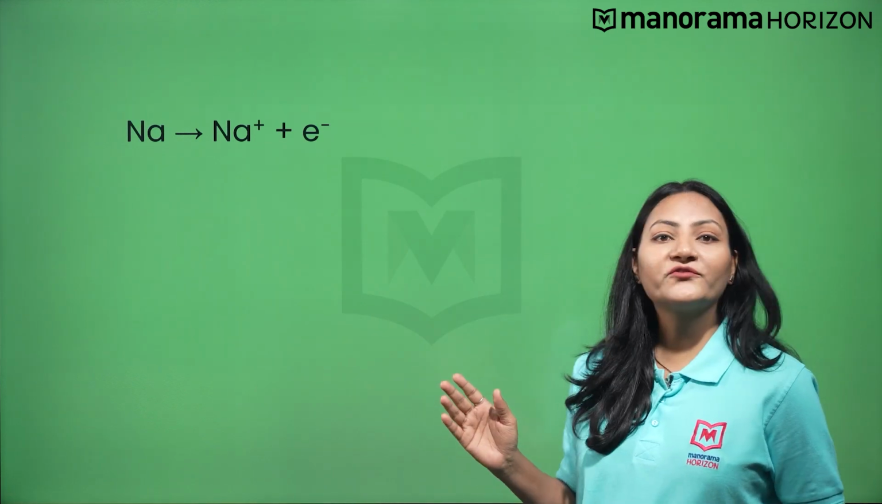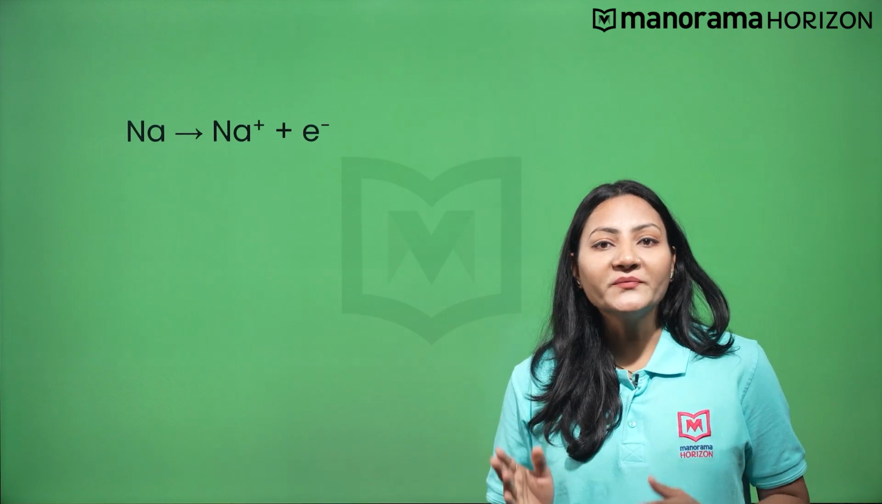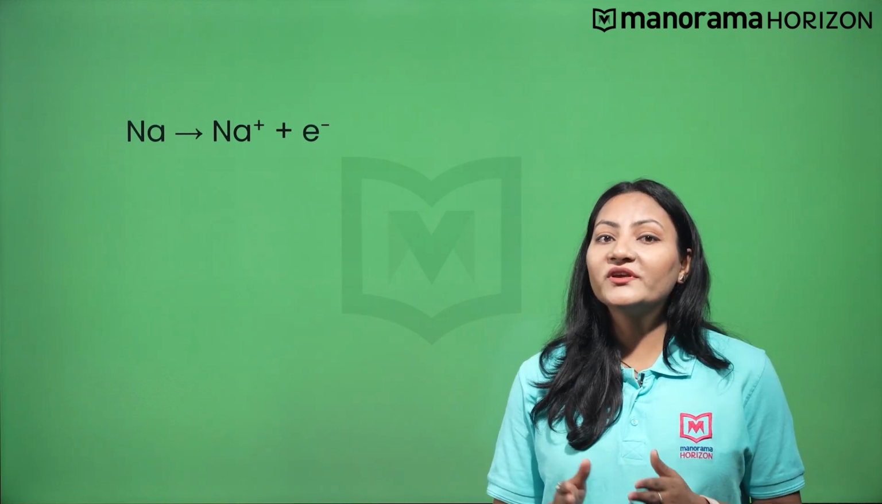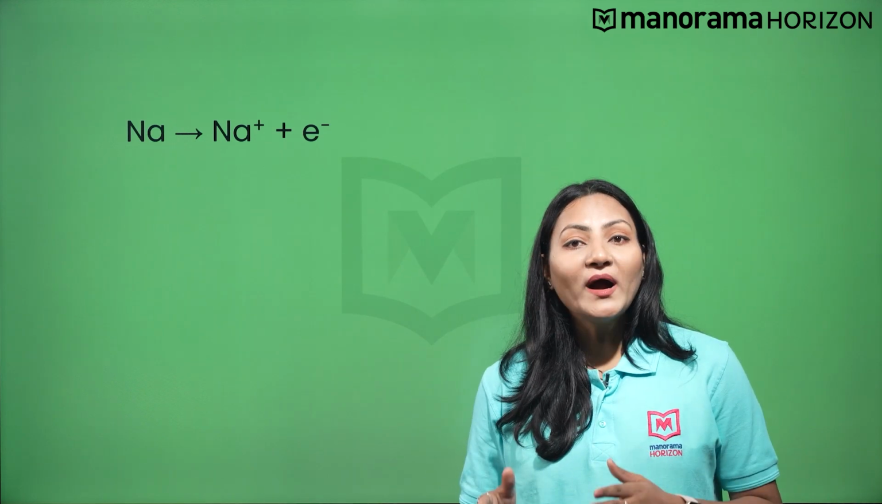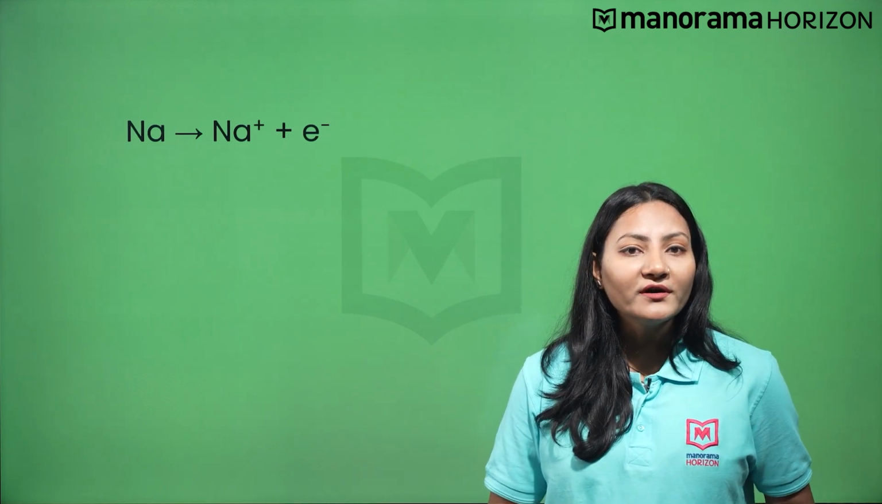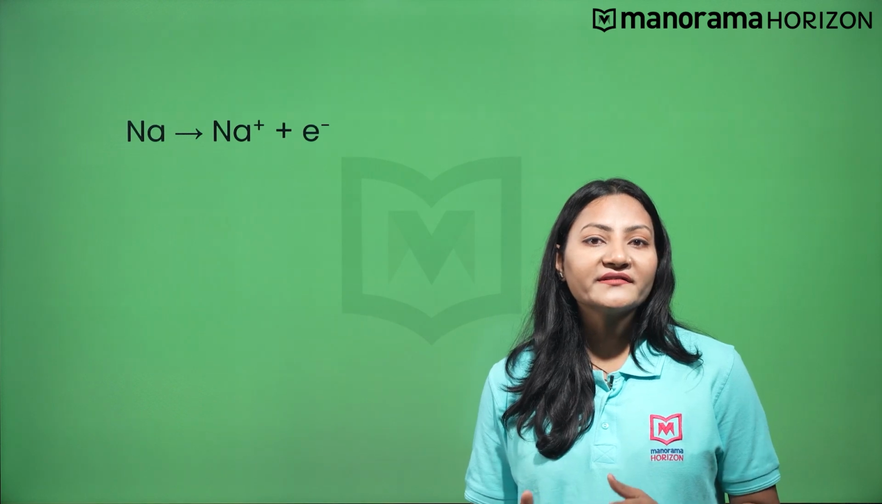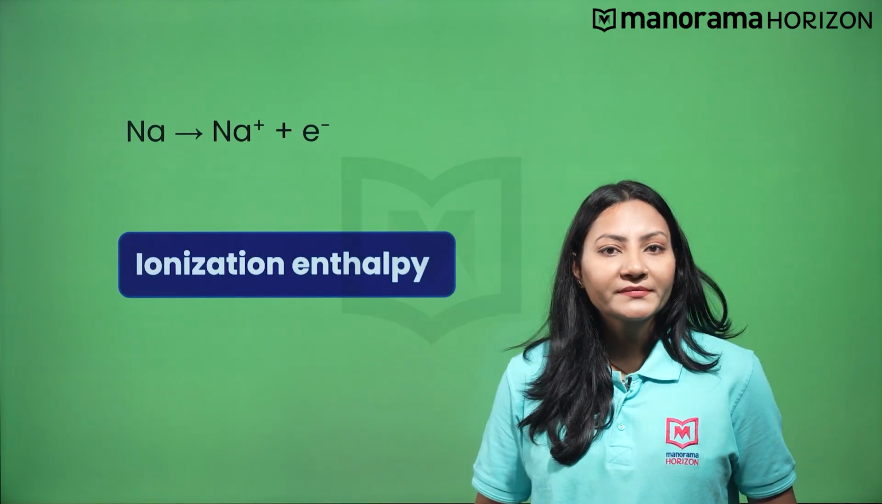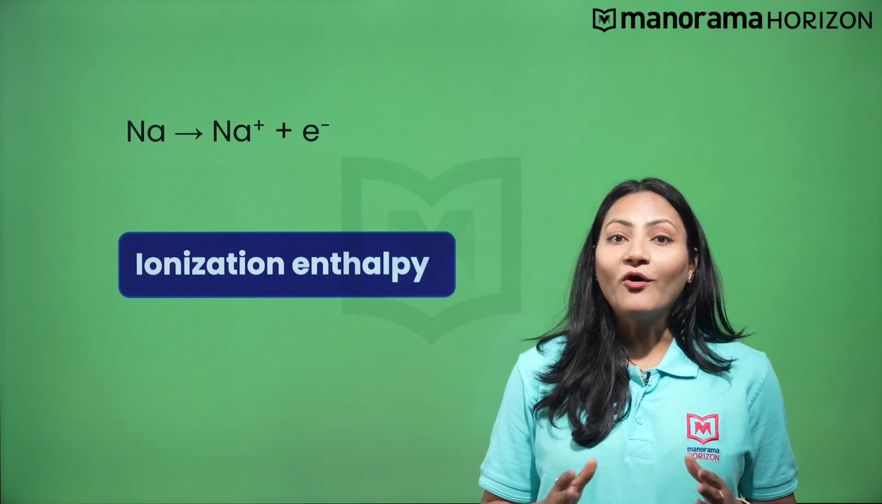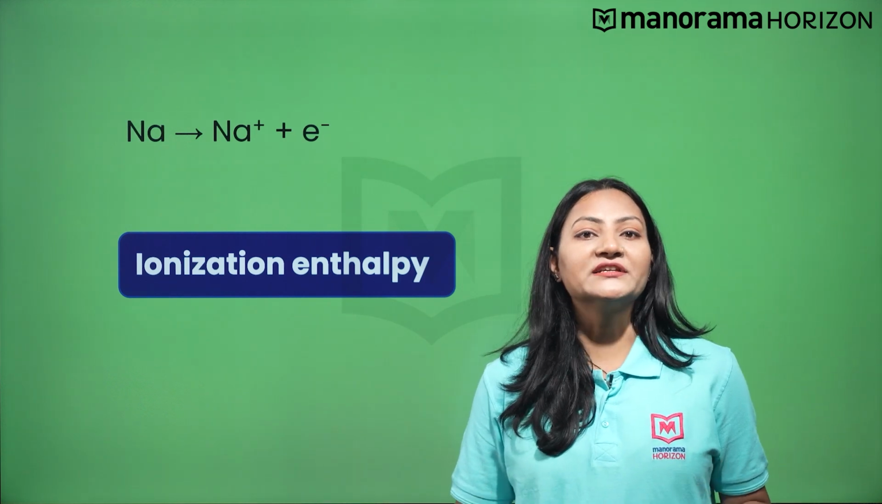In the formation of sodium chloride, sodium becomes sodium ion by losing one of its electrons. The amount of energy required to remove an electron from an isolated gaseous atom is called ionization enthalpy. This process is always endothermic in nature.